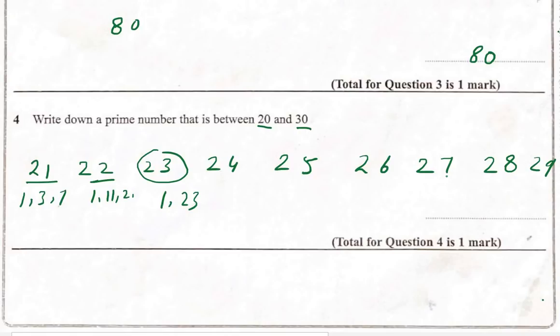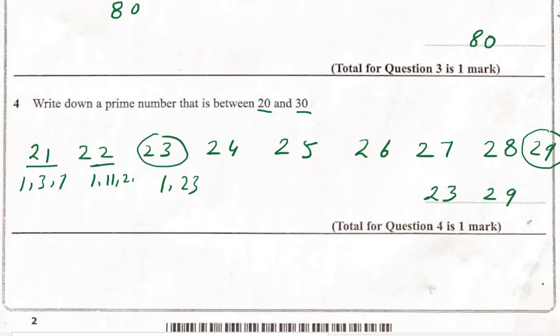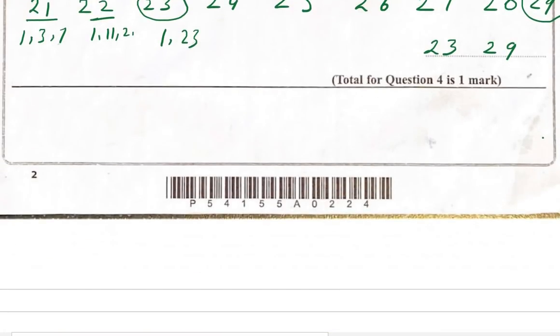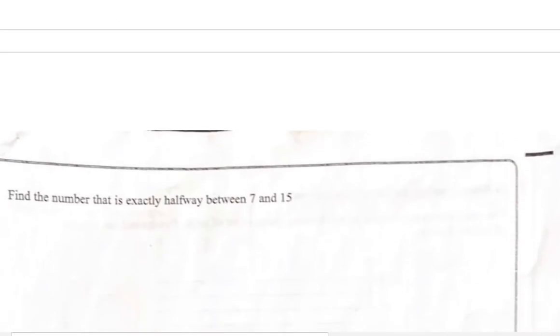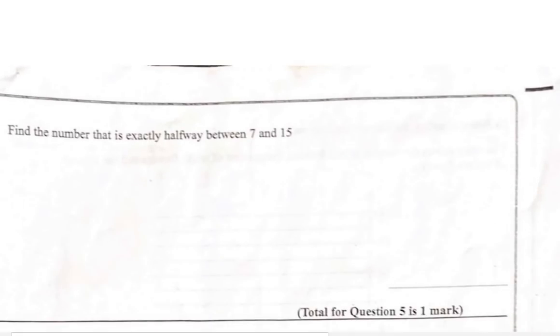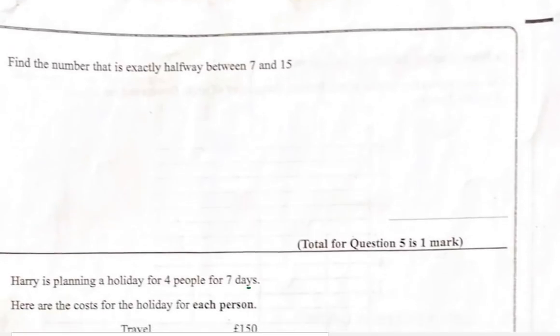24 you can divide by more than 2 numbers, 25 as well, 26 as well. 27 you can divide by 1, 3, 9, so not prime. 28 you can divide by 1, 2, 14. 29 you can only divide by 1 and 29, so the prime numbers are 23 and 29. 1 mark for this, because you can see this question is very easy. You don't need to panic when you solve this paper, and it will be easy for you in the real exam as well.